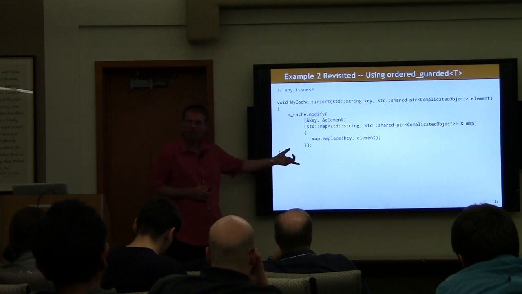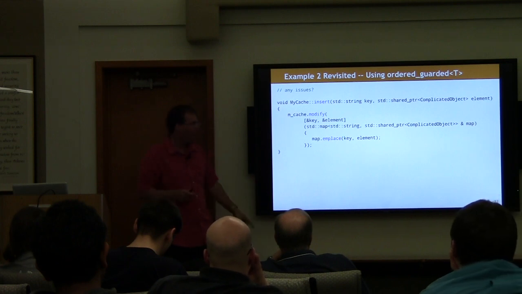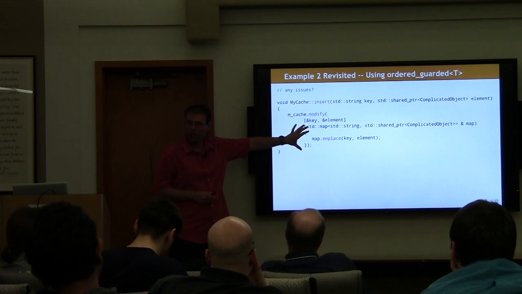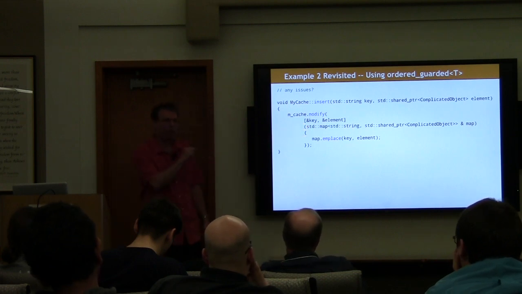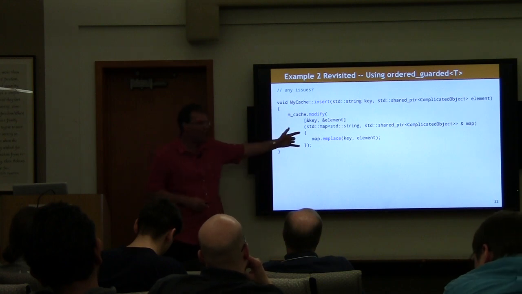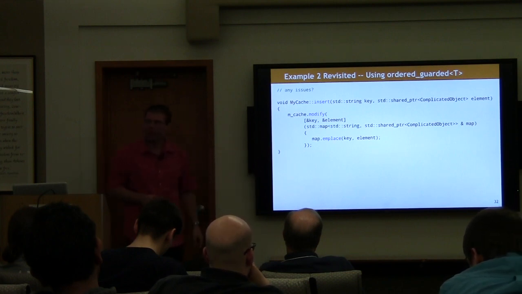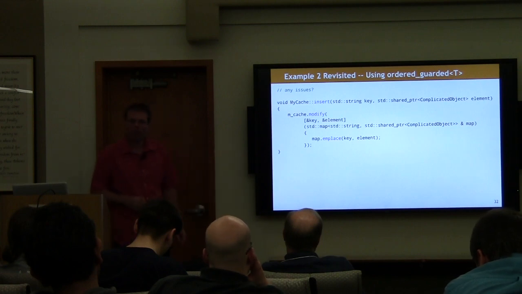It can't escape this modification function, which means I know if there are no other resources accessed inside this lambda, there are no deadlocks. I can guarantee that by inspecting the code. And I only have to inspect this much code to know that there are no deadlocks. I only have to look at one line of code to know that my algorithm is deadlock free. That's a kind of a neat property. Any questions on that?